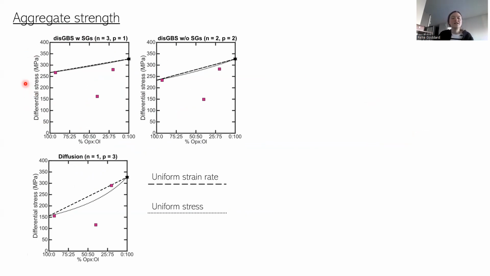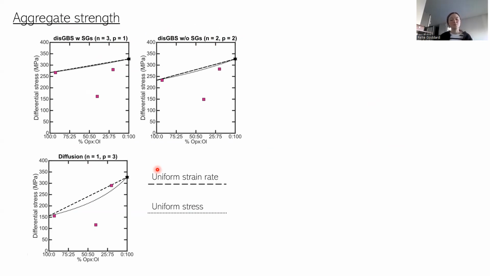And so here you've got that differential stress against the percentage of olivine and orthopyroxene. And we've done this for three different deformation mechanisms. One, which is dislocation grain boundary sliding with subgrains, and you can see the N and P parameters for that. Then you've got dislocation grain boundary sliding without subgrains, and then diffusion creep. And I've also plotted two end member models for how stress partitions within polymineralic rocks.